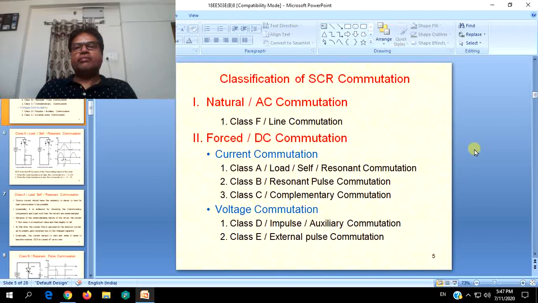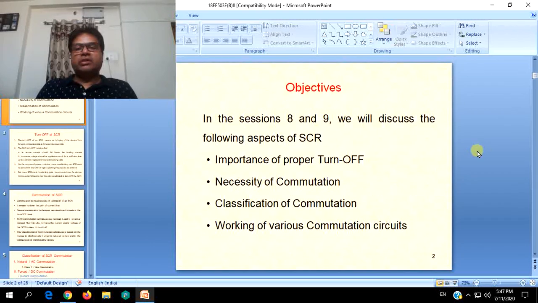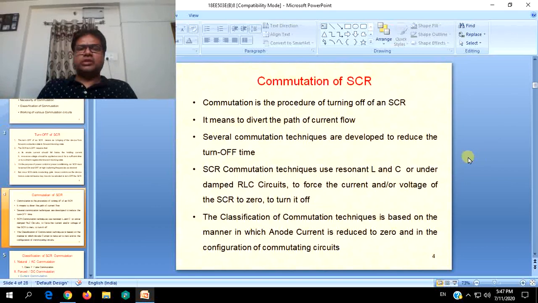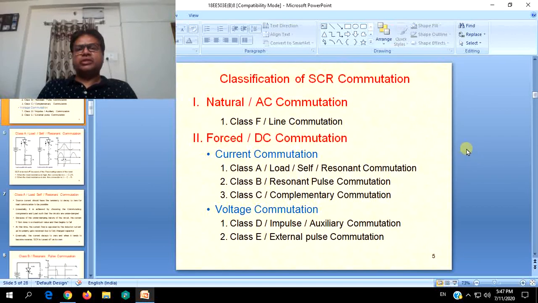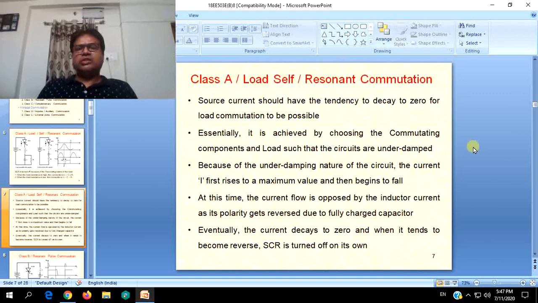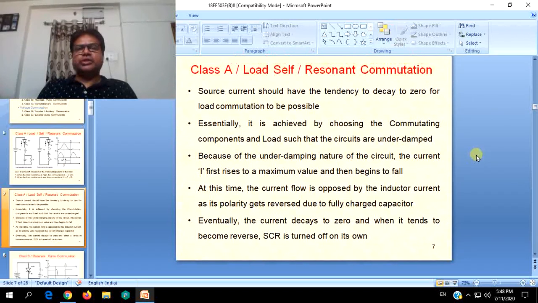So far in this session we have discussed the importance of turn off, why the turn off should be given importance, what is the need of discussing the turn off, and why to employ different procedures to turn off, what the turn off procedure is called, which is commutation, classification of commutation, working of various commutation circuits, different types of commutations, then class A, class B and class C commutations, and all the commutation circuits, whether A, B, C or the other commutations D, E and F, which we will be discussing in the next session, that is the 9th session.